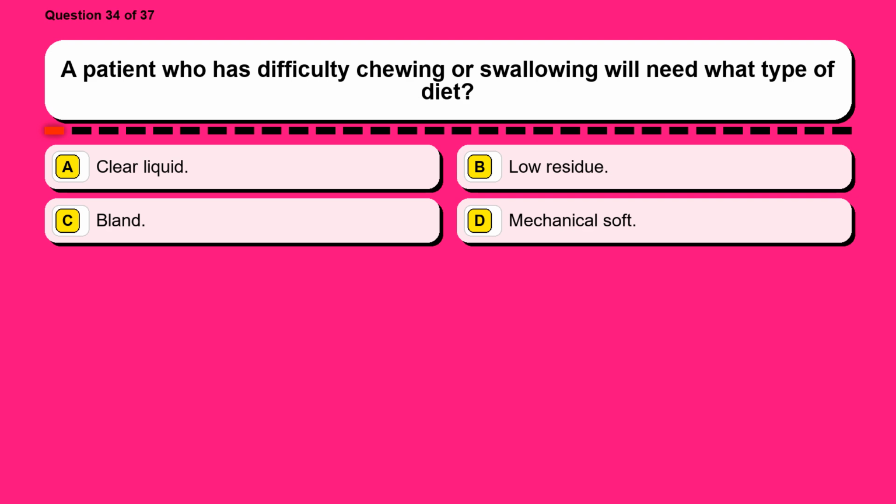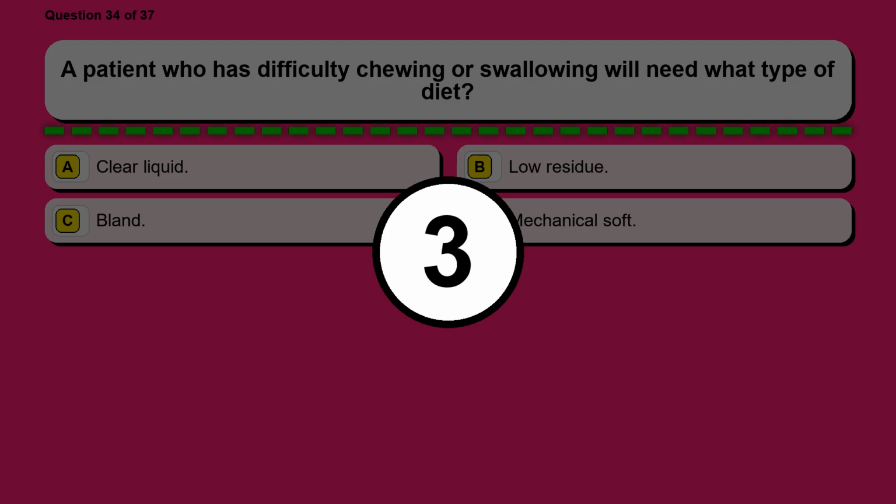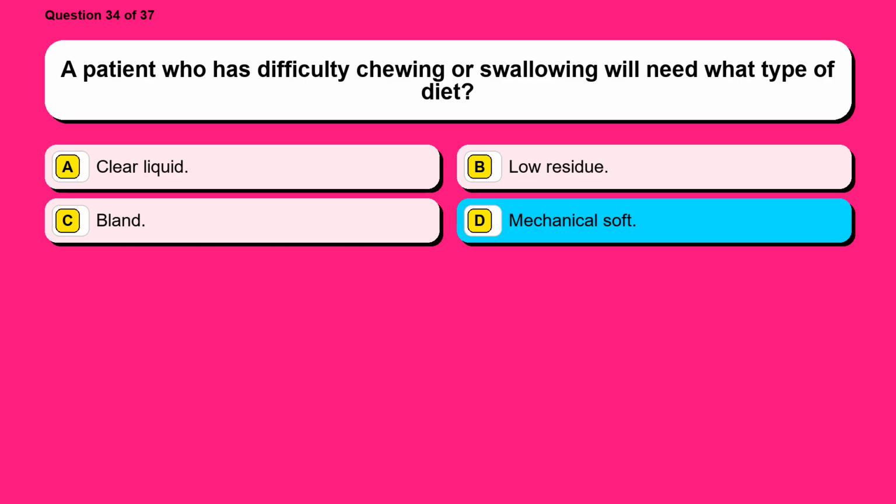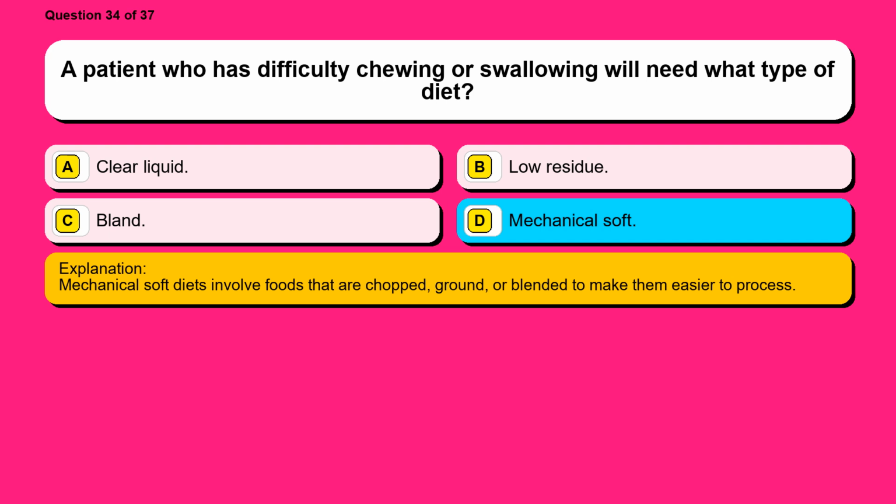Question 34. A patient who has difficulty chewing or swallowing will need what type of diet? Option A, clear liquid. Option B, low residue. Option C, a bland. Option D, mechanical soft. The correct answer is option D, mechanical soft. Mechanical soft diets involve foods that are chopped, ground, or blended to make them easier to process.